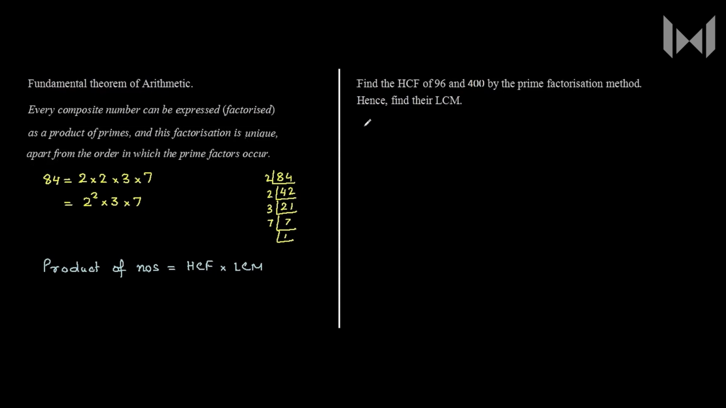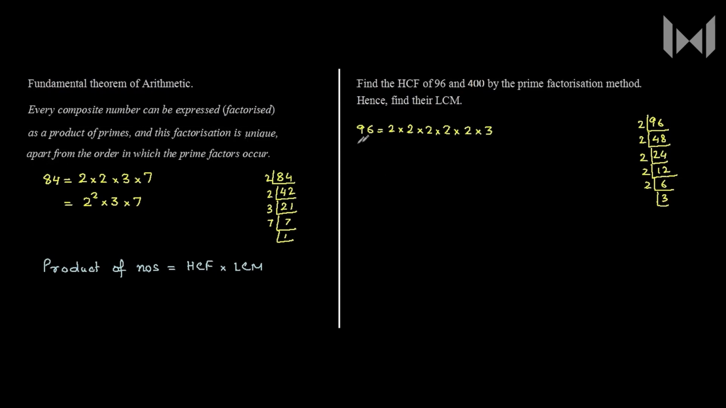So going the same way, first what we shall do is factorize 96. Now to factorize 96, we start dividing over here. This is 2 and then this is 48, 2, 24, 2, 12, 2, 6, 2, 3. And so we write 2 into 2 into 2 into 2 into 2 into 3.